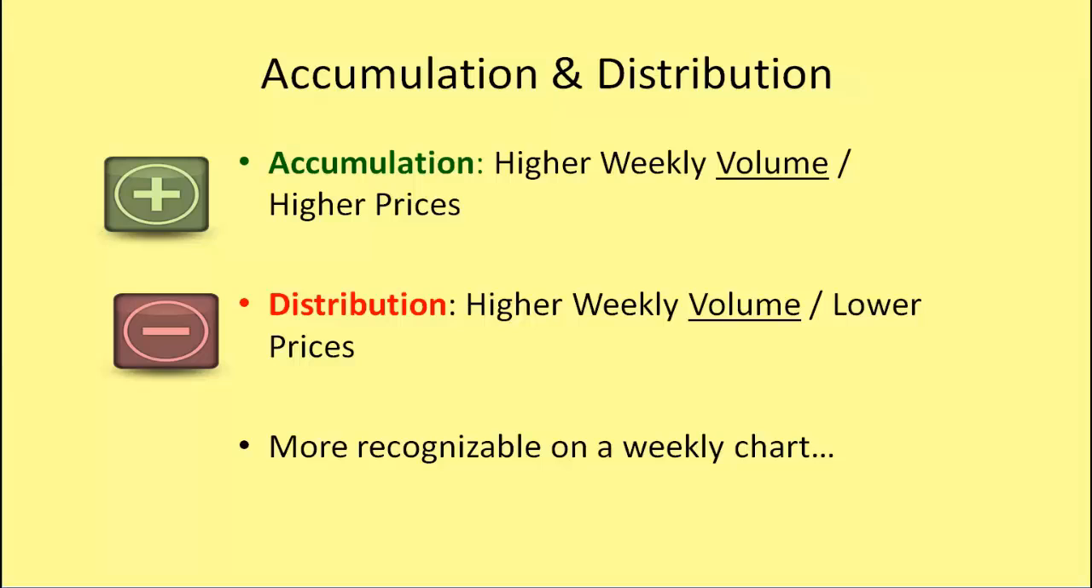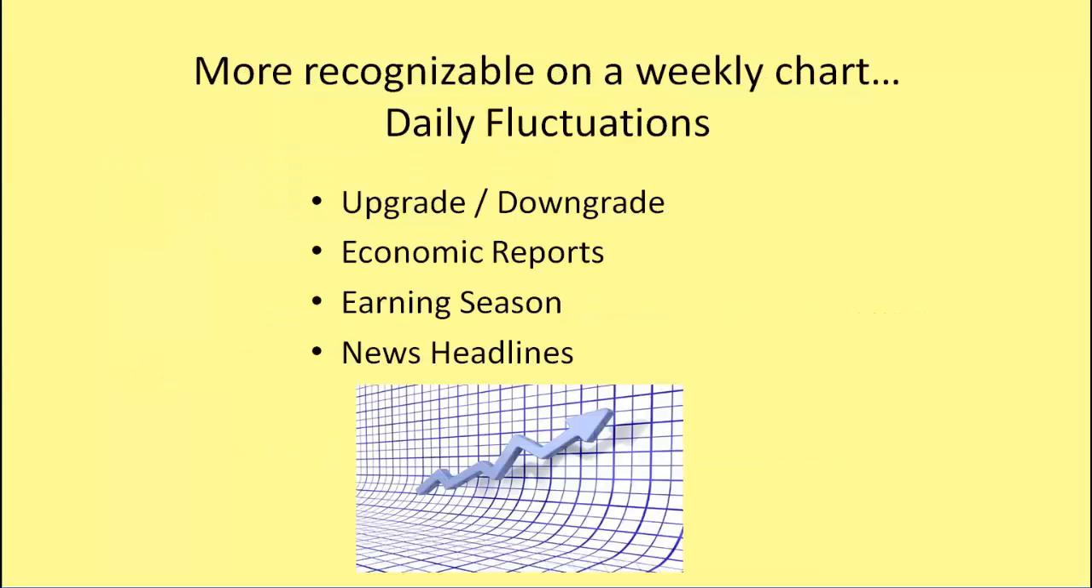First, let's take a quick minute to define accumulation and distribution. Accumulation, for the purposes of this web lesson, will be weekly higher volume with higher prices. Distribution will be higher weekly volume with lower prices. It's often more recognizable on a weekly chart. The reason for that is there's so many fluctuations during a daily chart and daily price action. A stock is susceptible to all kinds of movement due to upgrades and downgrades, economic reports, earnings season results, and various headlines from the news services.